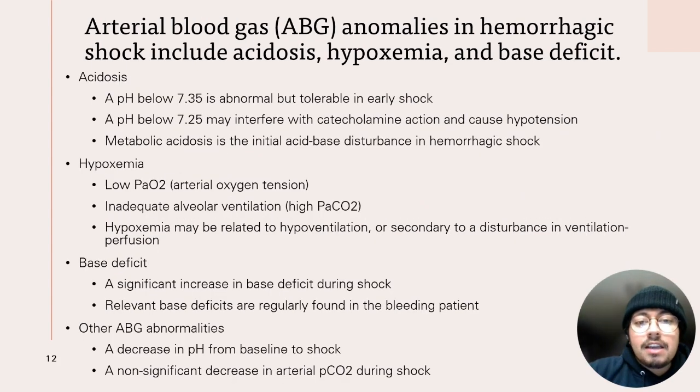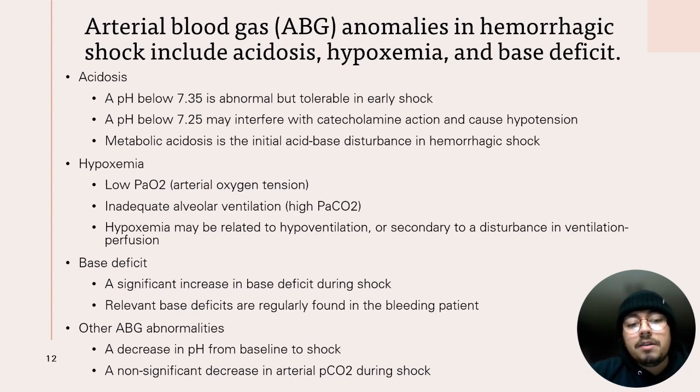So the ABG anomalies in hemorrhagic shock will include acidosis, hypoxemia, and base deficit. You'll see acidosis with pH below 7.35. These are tolerable early in the shock, but it can definitely go below 7.25, and then you'll have interference with catecholamine action and cause hypotension. Metabolic acidosis is the initial acid-base disturbance in hemorrhagic shock because you're losing all the fluid balances as well.